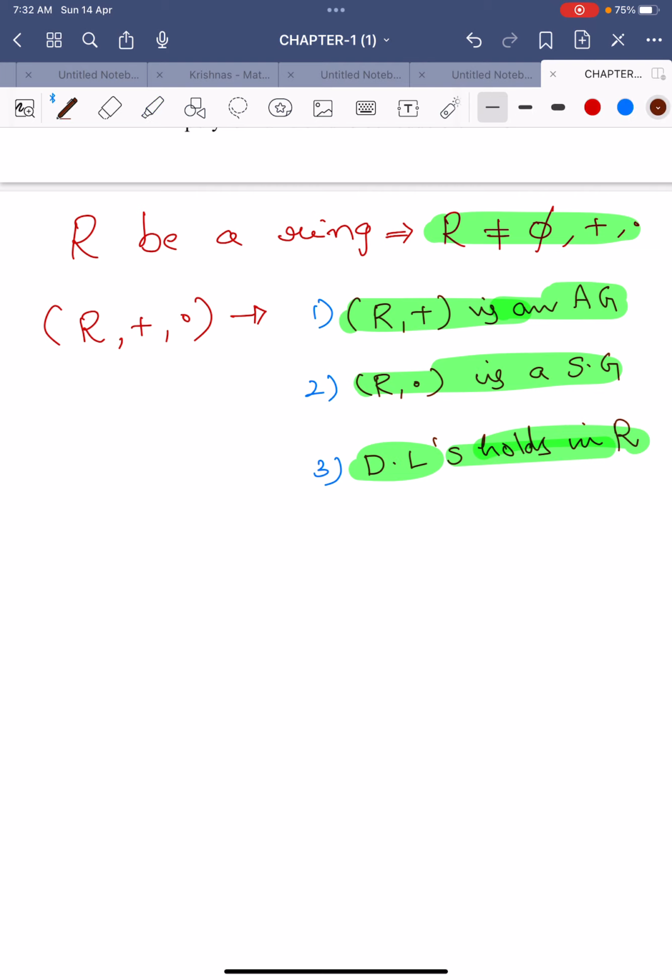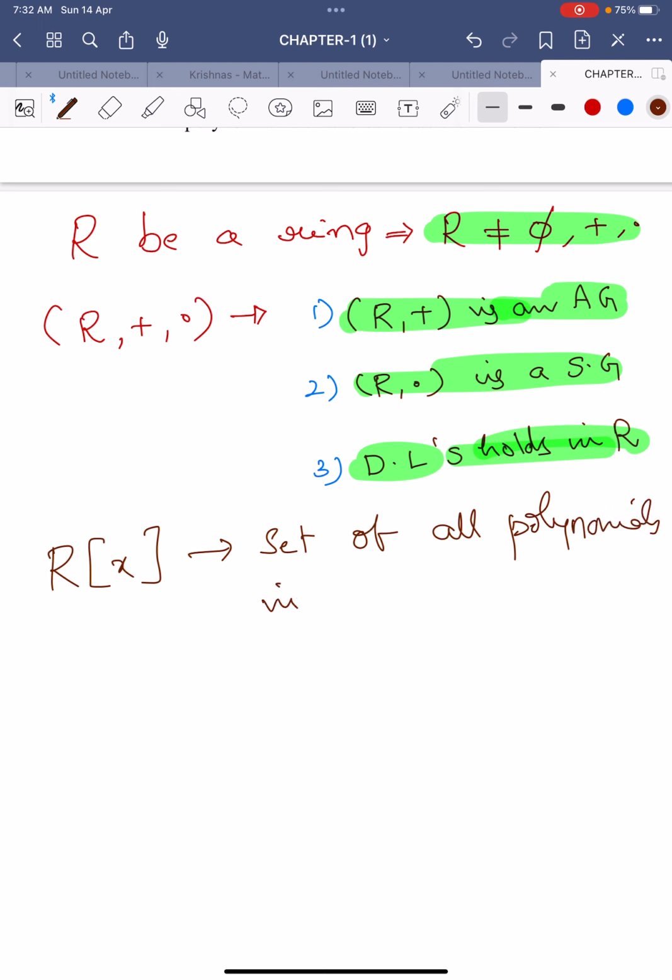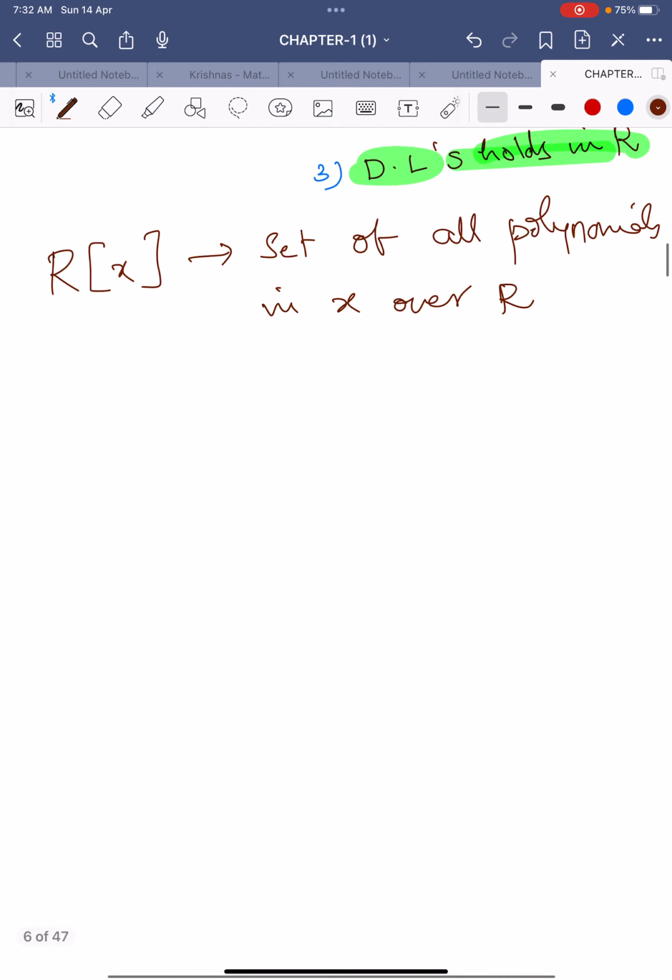Now the symbol capital R of x represents the set of all polynomials in the variable x over the ring capital R. So this set forms a ring, or this set satisfies all the properties of a ring with respect to these two operations.